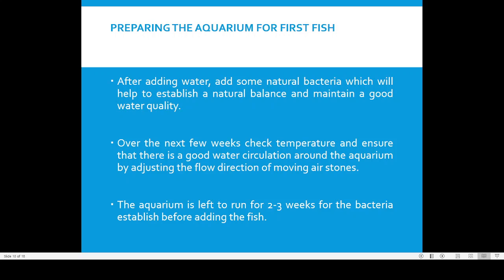After adding water, add some natural bacteria which help to establish a natural environment. For example, you are introducing tap water into it. What you can do is take a little pond water in a glass and introduce that pond water into the aquarium, so that the natural bacteria present in pond water will also grow here. That is very important for the aquarium fish. If natural bacteria are not there, harmful bacteria may develop. So that is the problem.